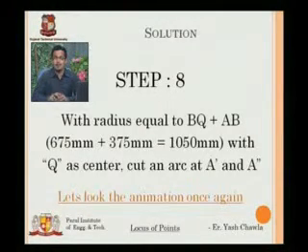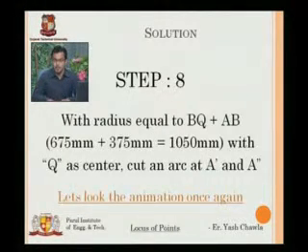For that I will take my radius as BQ plus AB, that is a total of 675 mm, the length of BQ, and 375 mm, the length of AB, that is the BQ crank plus AB, my connecting rod. So both this sum will come down to 1050 mm.